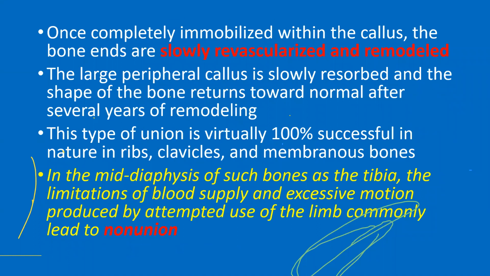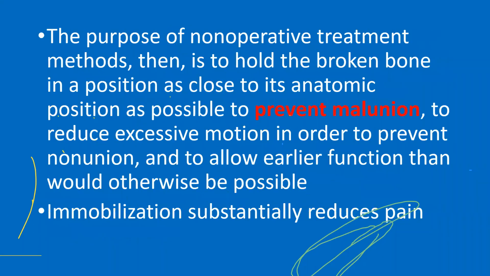Attempted use of the limb commonly leads to non-union, so you have to be careful. You cannot compare apples and oranges. You cannot compare a flat bone with a long bone. A long bone, such as the tibia, if you have continuous motion, you go into non-union biomechanically. So you have to take this into consideration, besides having a low blood supply.